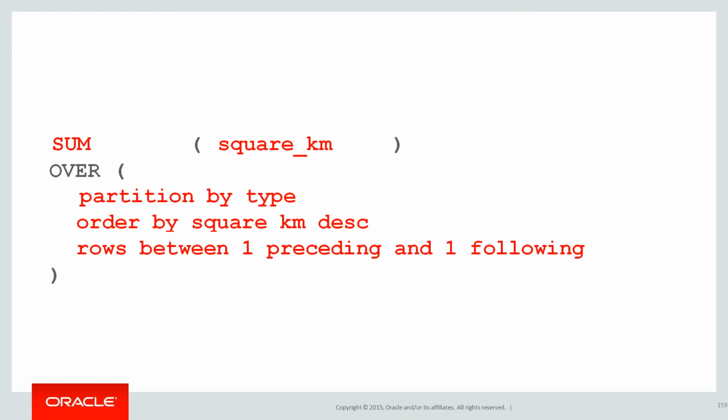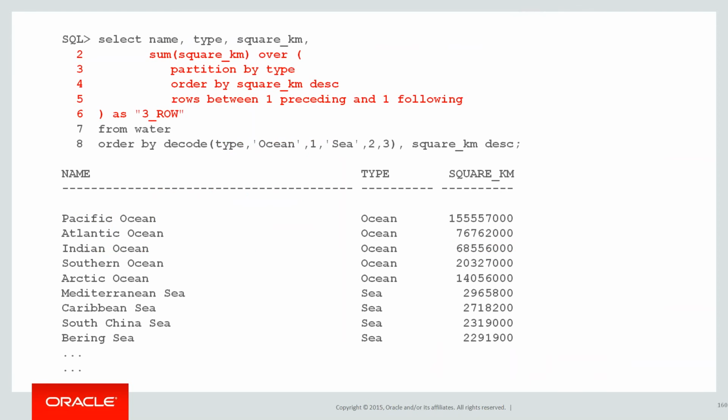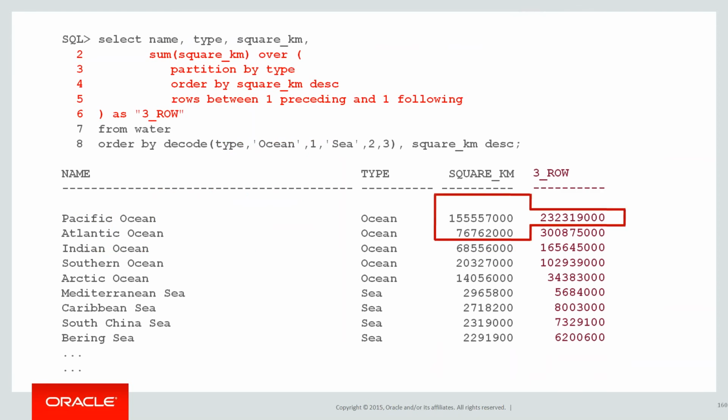Now let's look at what happens when we actually apply that to the data. We start at the Pacific Ocean. The first row there, we're saying from the current row, let's look one row backwards. Now there is no row that precedes the Pacific Ocean. It's the highest row in terms of square kilometres, so we get nothing, right? But we can look one row forward as well. So rows between one preceding and one following effectively means from my current row, look one backwards, look one forwards. How do we define backwards and forwards? It's the order by square kilometres descending. So we look one row forward, one row backwards, we get 2.3 billion.